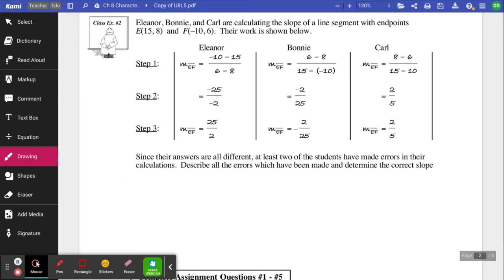Okay. It says here, they're calculating the slope of the line segment with endpoints E and F. Their work is shown below. Since their answers are all different, at least 2 of the students have made errors in the calculations. Describe all the errors which have been made and determine the correct slope. All right, check it out. Go take a look. See if you can find if anybody did it right, who did it wrong, and why are they wrong.